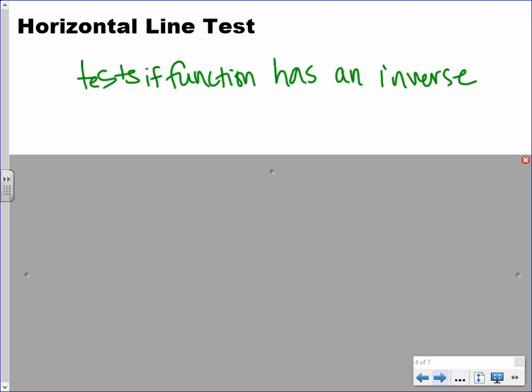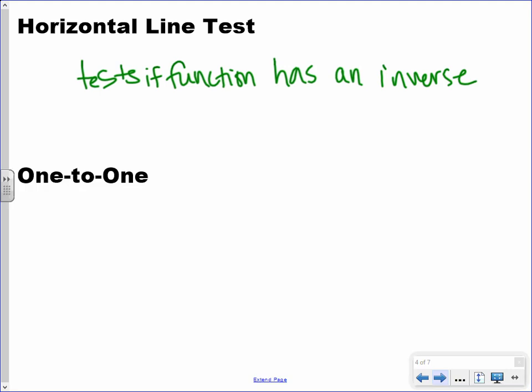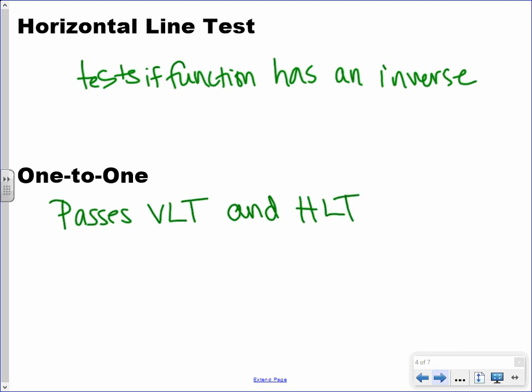If a function passes the vertical line test and passes the horizontal line test, we call that a one-to-one function. Because not only do we have one input for every output, but we also have one output for every input. It's passing the horizontal and vertical line test. So one input for one output and vice versa. Okay? Who can give me an example of a function that is one-to-one?